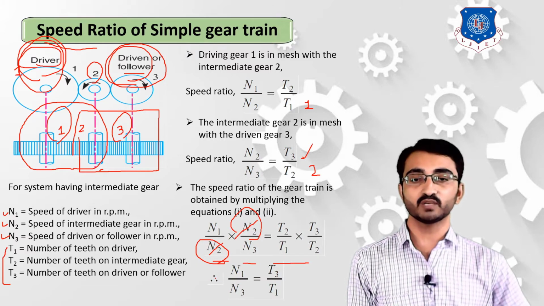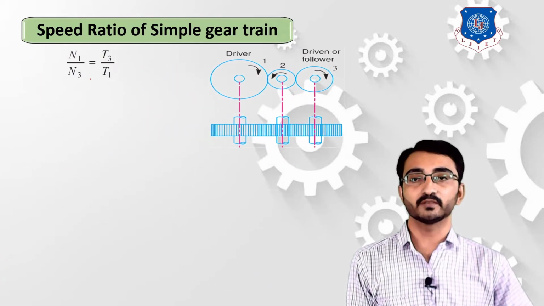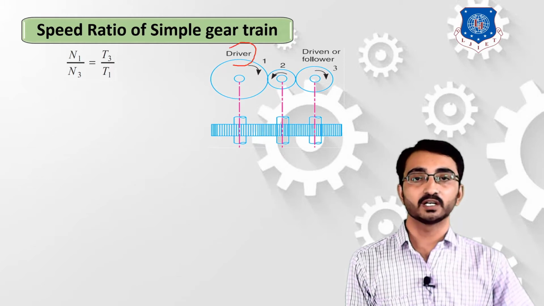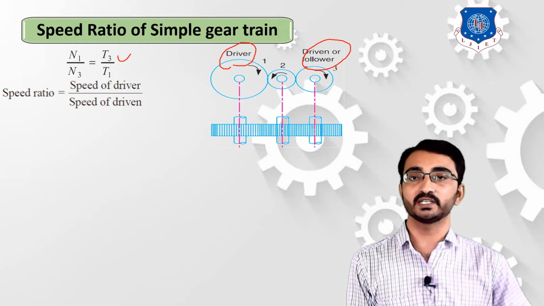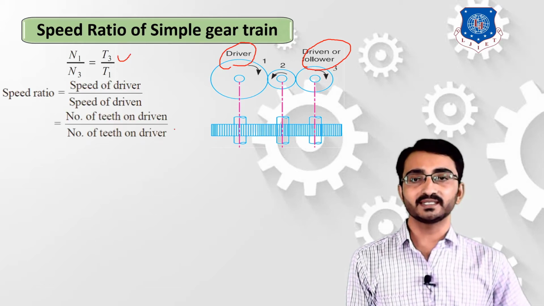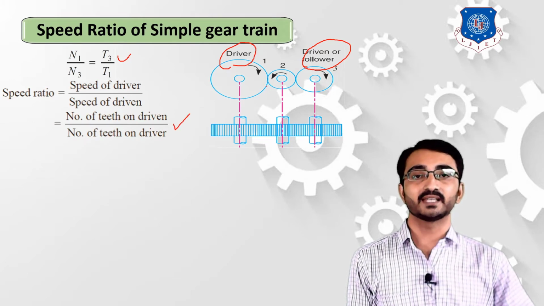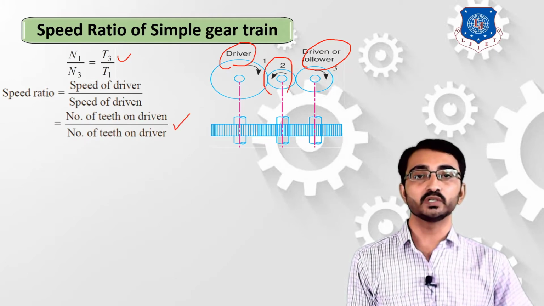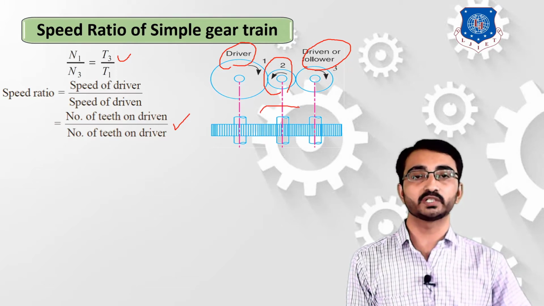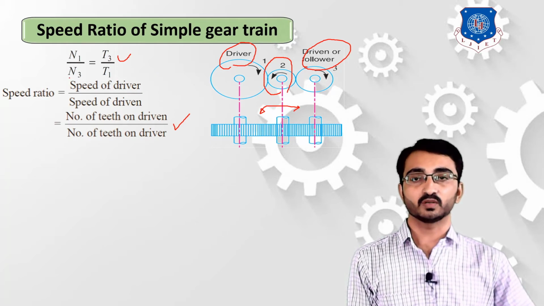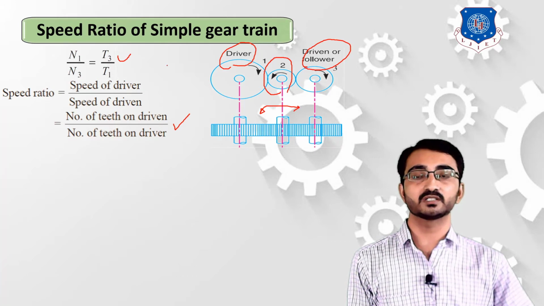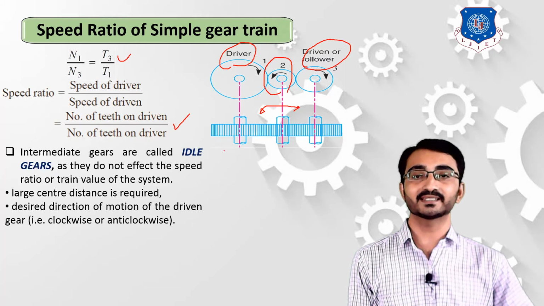Now this equation gives us a very important significance. We have achieved that the speed of driver to the speed of driven is equal to the number of teeth on driven to the number of teeth on driver. This equation identifies that the role of gear 2 is only to transmit power from 1 to 3. It is not playing any role in the speed reduction. The speed of driven or driver does not depend on the size of gear 2. That's why we can consider it an idle gear.